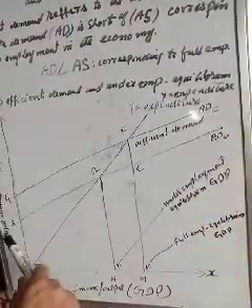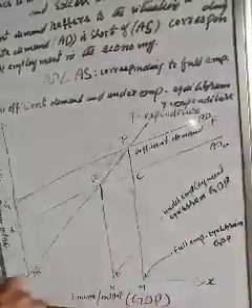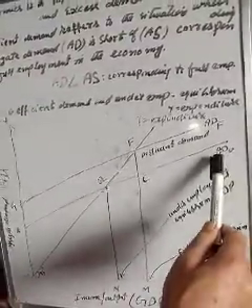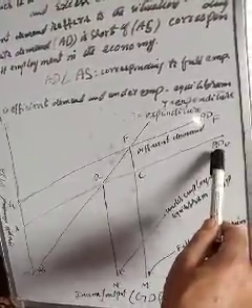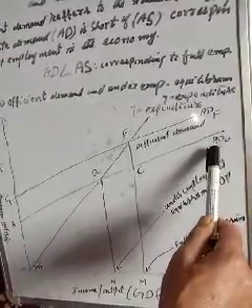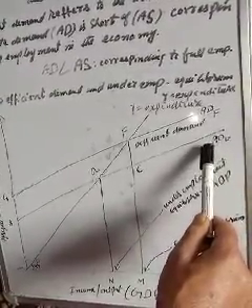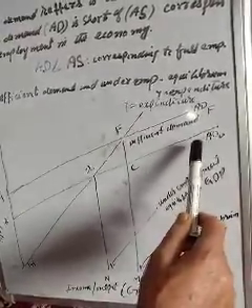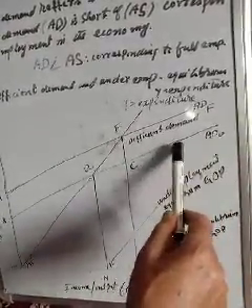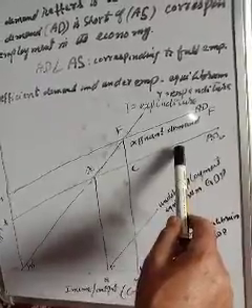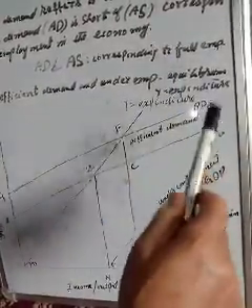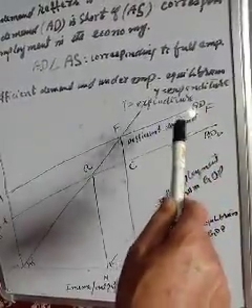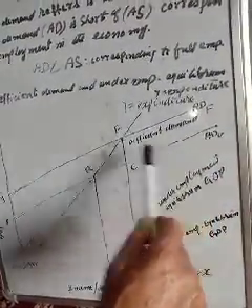And this one we start from B. ADU shows AD corresponding to underemployment in the economy. I will repeat it. This line, ADU, shows the aggregate demand corresponding to underemployment in the economy.